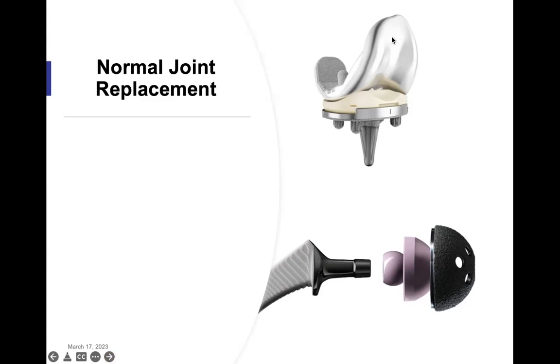The top of the implant is a part that attaches to the thigh bone. The middle part is a piece of plastic that sits between the thigh bone and the leg bone, and the lower part is attached to the leg bone, or the tibia. These parts can either be fixed to the bone with cement, like a grout, or they can be fixed in a press-fit fashion where the bone grows into the implant. This is an example of a press-fit implant.